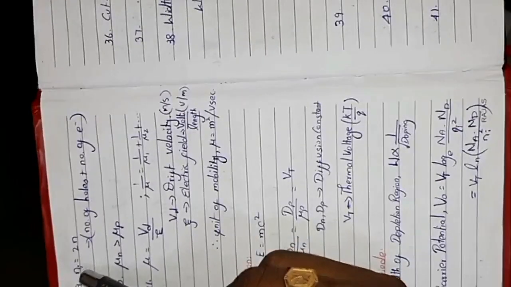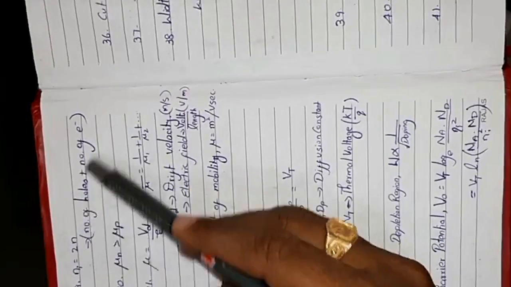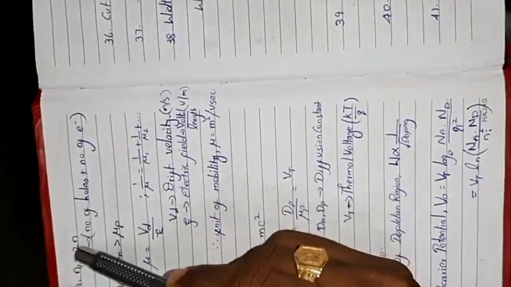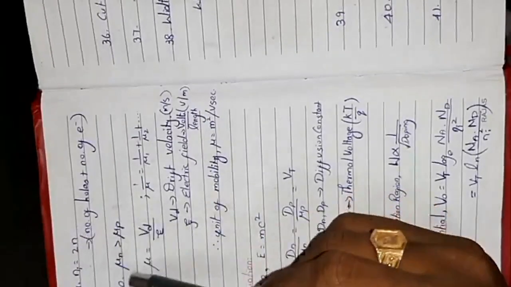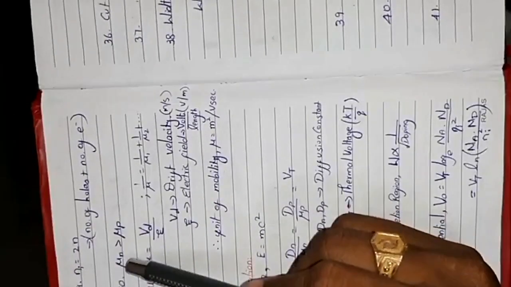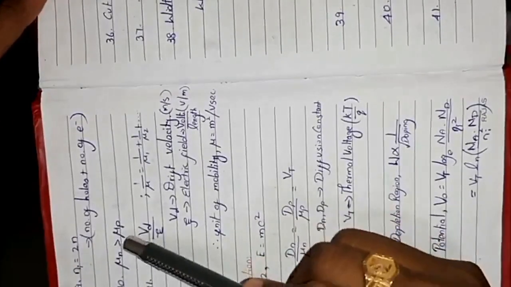Then Ni is equal to 2 into N. Ni is the intrinsic concentration and 2N means N plus P. So N means number of electrons and P is number of holes, and at an equilibrium N equal to P, so 2N. Then number 30, mu N greater than mu P. So the mobility of electron is always greater than the mobility of hole.